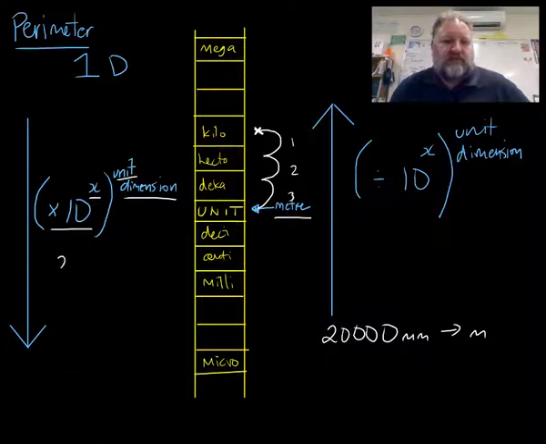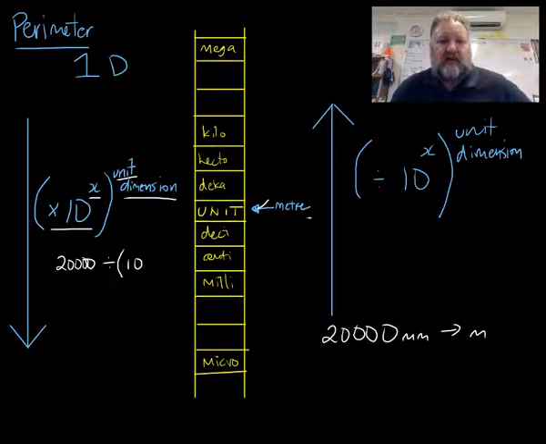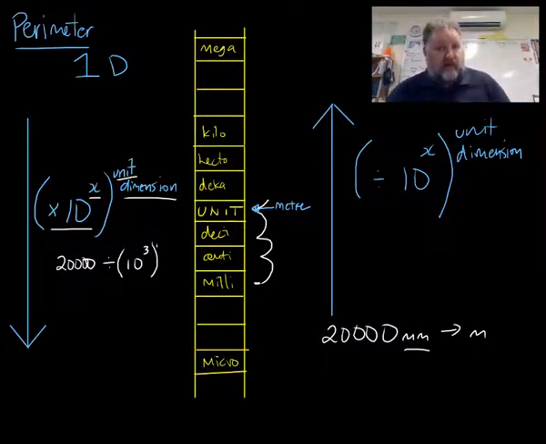So I start with my original number, 20,000. And I'm going to divide by 10 to the power of, how many steps do I take? Well, I don't know, I haven't really looked. I left this stuff here before, let me rub it out. And I will put in one for starting at millimetre. So here we are, and we're going to go 1, 2, 3. 3 steps. 10 to the power of 3 times 1, because we're in one dimension.